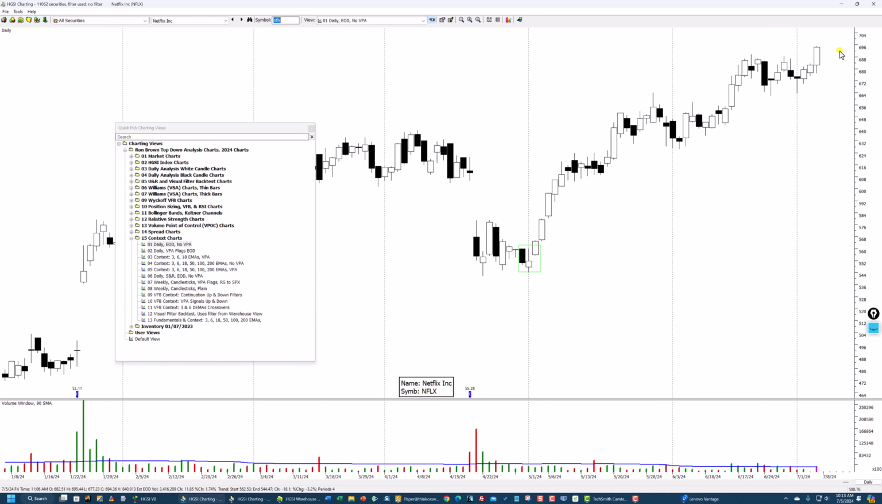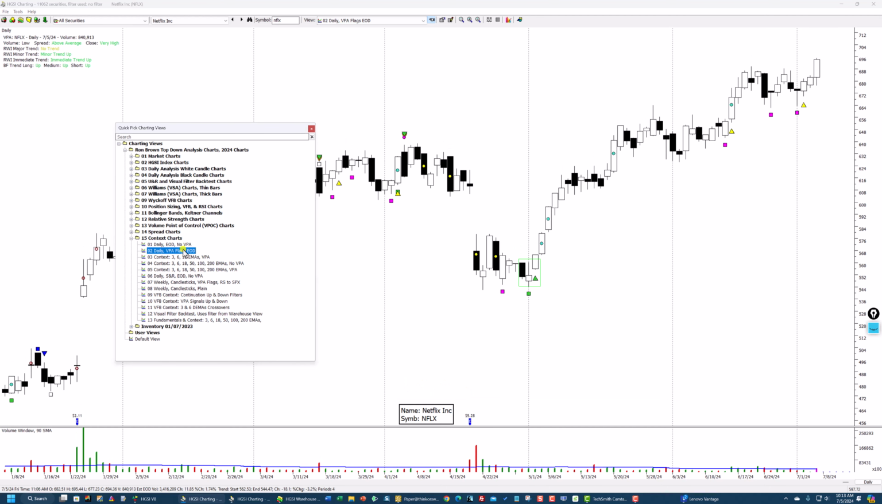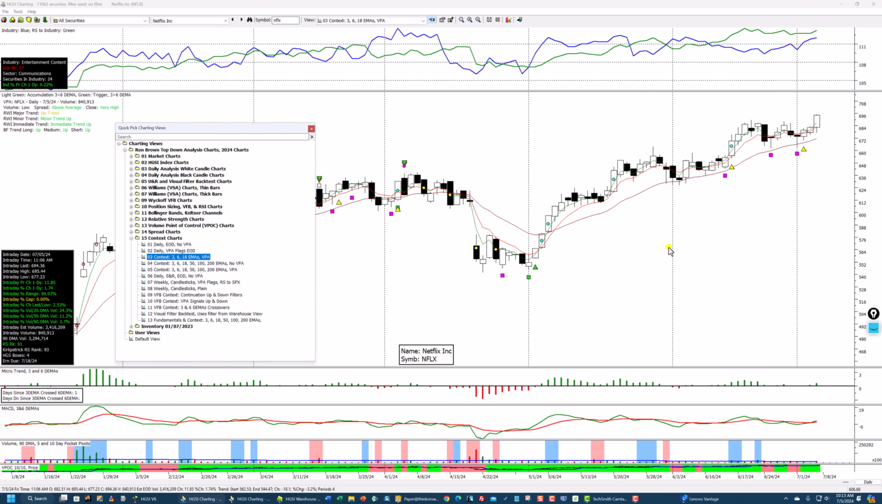So here is Netflix breaking out today, as you can see. Daily end of day, no VPA. Here's the same chart with VPA added. Here's the context chart with the 3, 6, and the 18. And an MACD. A lot of people like the MACD. I really don't see that it has that great a functionality, but anyway, I put it in there.